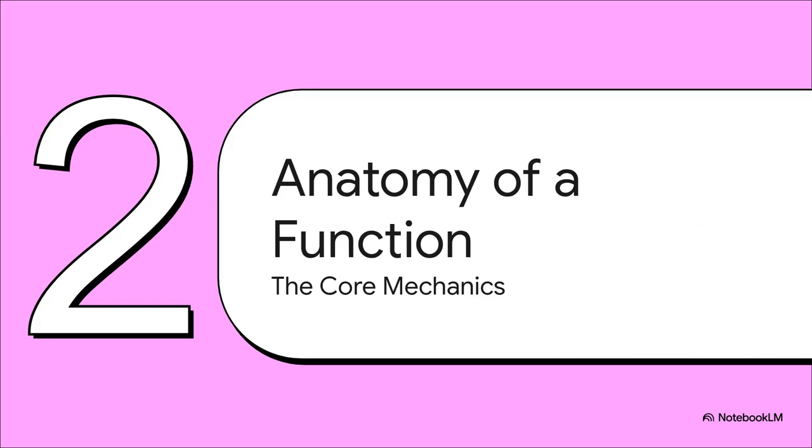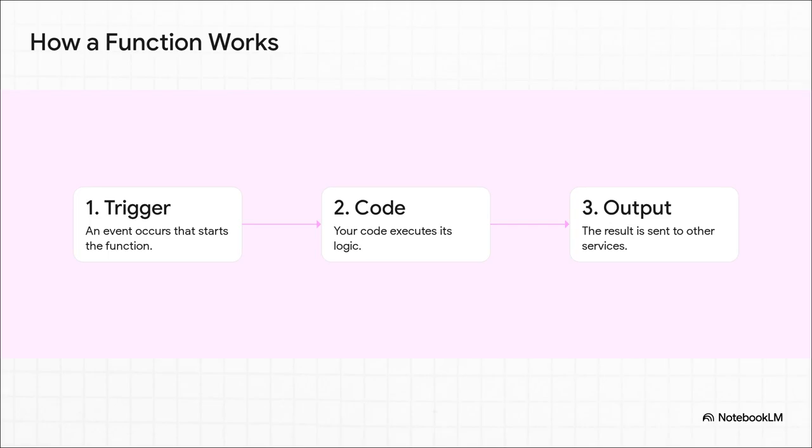Okay, so this all sounds great, but how does it actually work? How does one of these pockets of code know when it's supposed to wake up and do its job? Let's get into the mechanics. Every single function follows this really simple but incredibly powerful pattern. First, something has to happen. That's the trigger. The trigger kicks off your code. And then, once your code is done, it produces some kind of output.